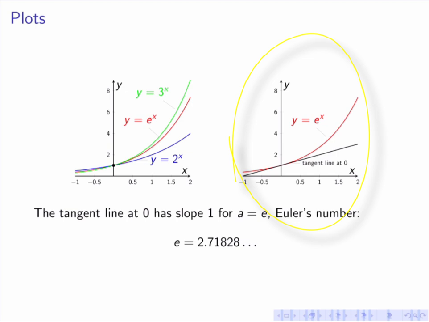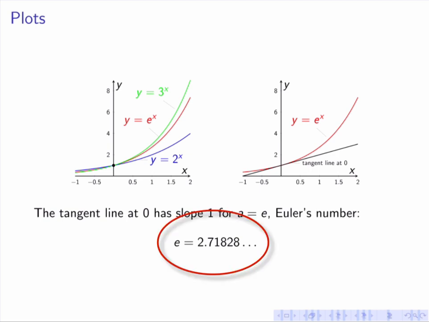And this happens only for one value of this parameter a, and this particular value is called Euler's number, and it has a value of 2.71828, etc. So it is an irrational number, so the decimals would never stop. But this number is important, and it is defined by the exponential function having slope exactly 1 at 0. Actually, tangent lines we learn much later in this course.